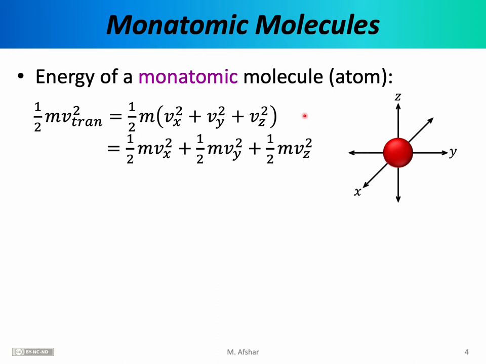We can now separate this energy basically into three distinct portions, and we can refer to each one as a type of kinetic energy. So we can talk about the x translational kinetic energy of the molecule, the y translational kinetic energy, and the z translational kinetic energy of the molecule.